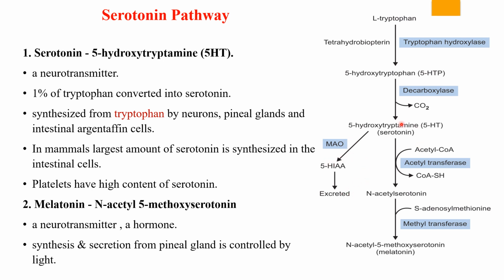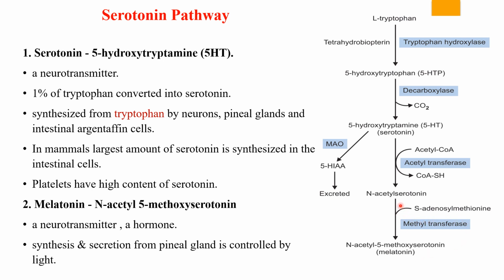Further, this serotonin can be converted into melatonin via consecutive acetylation and methylation reactions. The first step is an acetylation reaction via acetyltransferase enzyme, with acetyl coenzyme A as the donor of the acetyl group, which is converted into coenzyme A. Then this N-acetyl serotonin is further methylated with the help of SAM, S-adenosyl methionine, and on being methylated, it is converted into N-acetyl-5-methoxyserotonin, that is melatonin, which is an important hormone. The enzyme is methyltransferase.